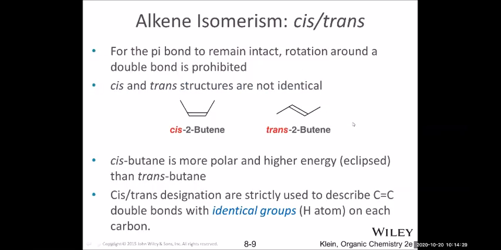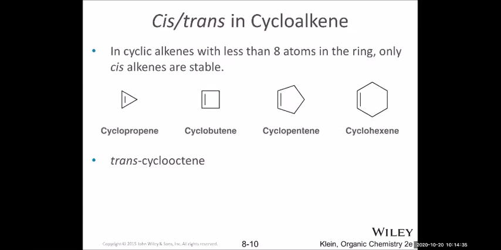And isomerism: we learned about cis and trans, and now we have more. Cis and trans is actually easy. These are cycloalkenes. For smaller rings, the cycloalkene can only be cis because of the strain on the ring. For larger rings, it can have a trans configuration. So cyclooctene can have a trans configuration.